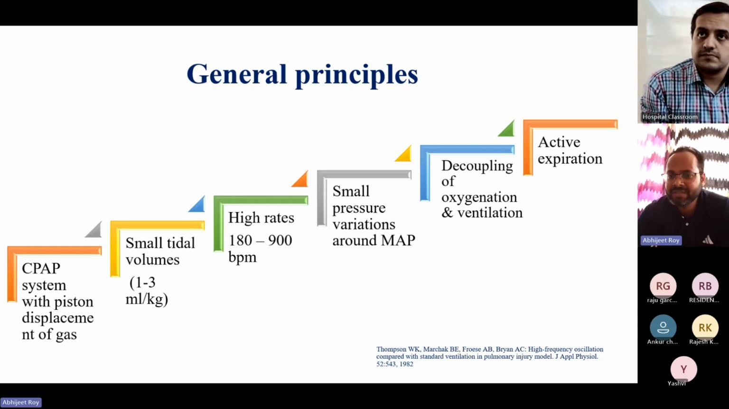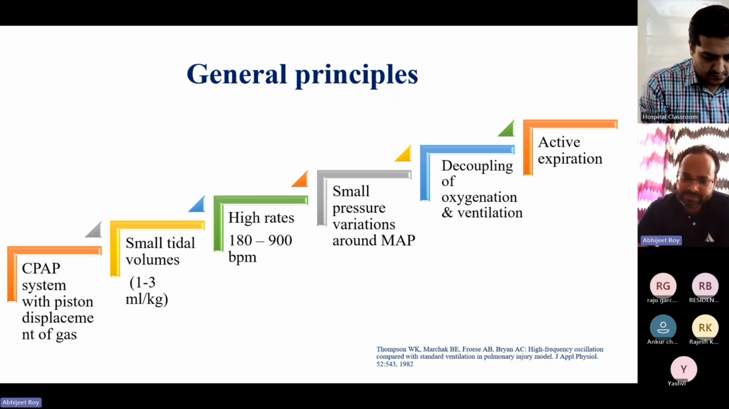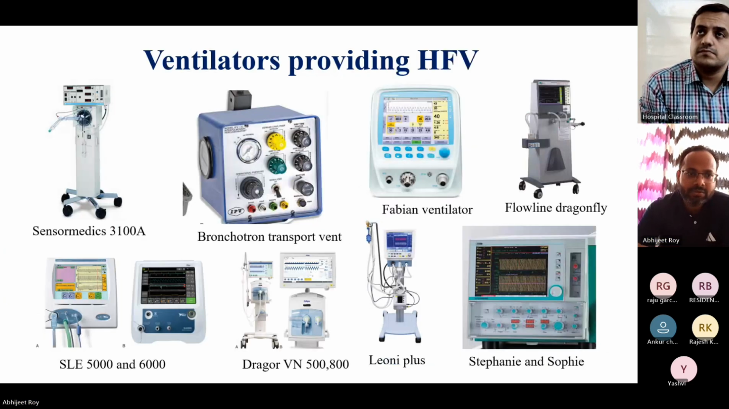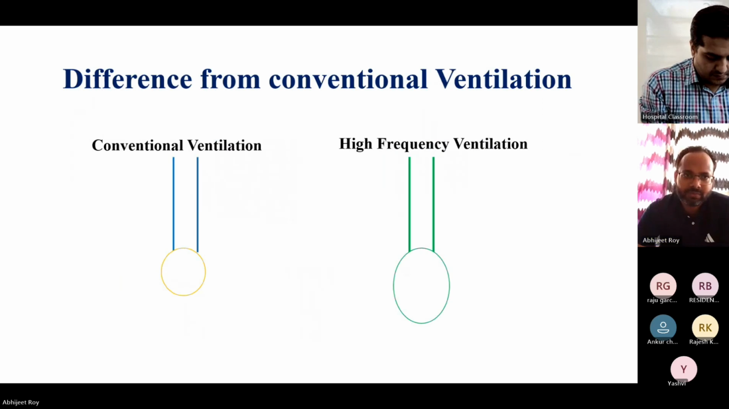And in high frequency oscillation ventilation, how is it different from jet ventilation? It also has active expiration. In conventional ventilation, there is passive expiration. Also in jet ventilation, there is passive expiration. But in high frequency oscillation ventilation, we have active expiration. So these are the various ventilators providing high frequency ventilation.